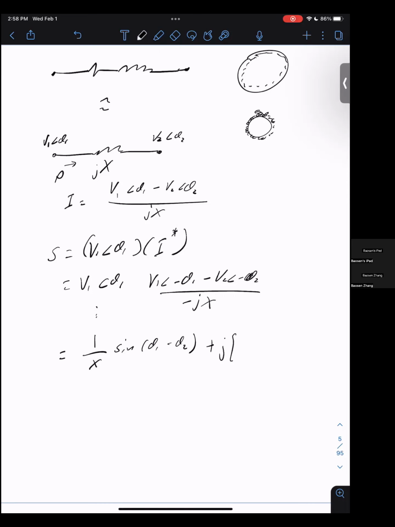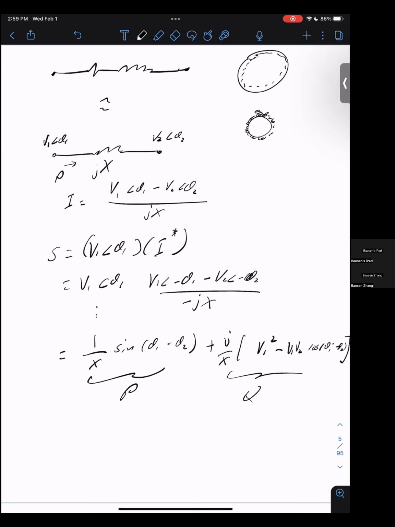This is j over x times V1 squared minus V1 V2 cosine of theta 1 minus theta 2. So this is your other term. So we get S, and we get the complex number. The first part is P, the second is Q.